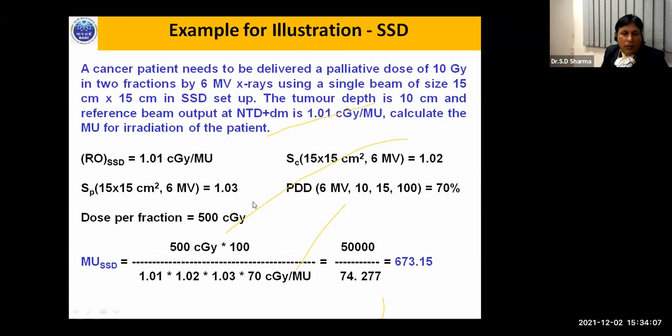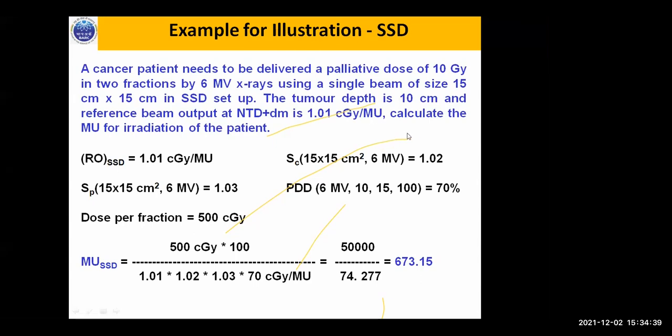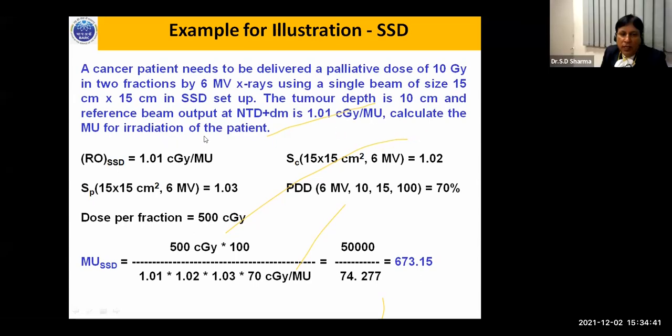So now you can just take a simple example. This example is a cancer patient who needs to be delivered a palliative dose of 10 gray in 2 fractions by 6 MV X-rays using a single beam of size 15 centimeter by 15 centimeter in SSD setup. The tumor depth is 10 centimeter and the reference beam output at normal treating distance plus depth of dose maximum is 1.01 centigray per monitor unit. So here we require that we calculate the monitor unit for irradiation of the patient.